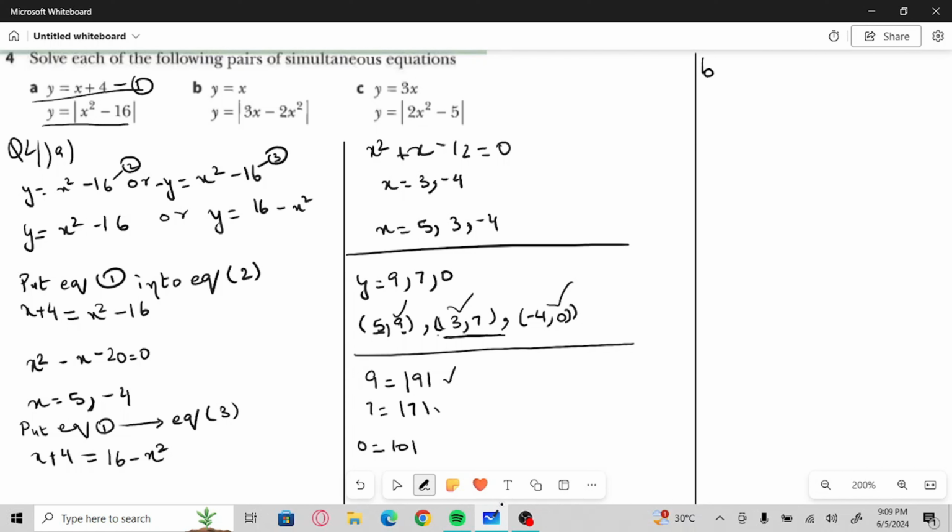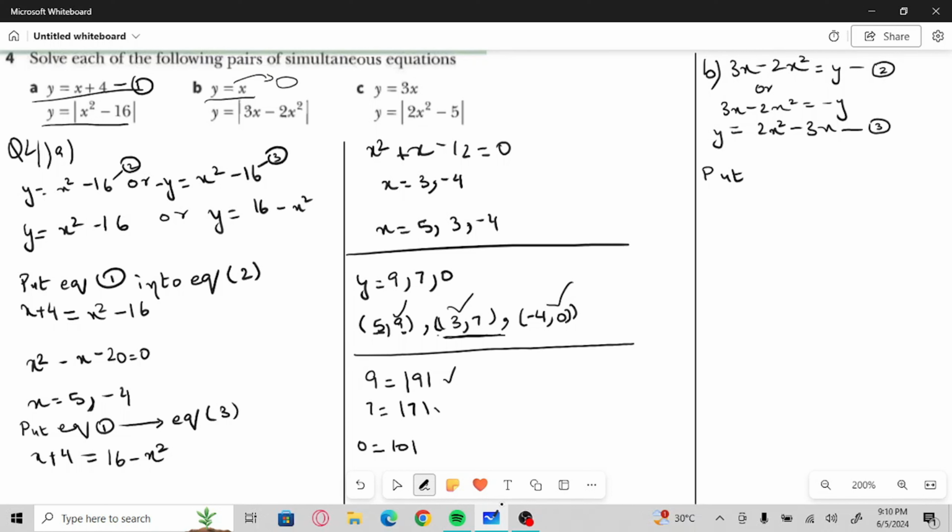For part B, we have y is equals to x, and 3x minus 2x squared is equals to y, or 3x minus 2x squared is equals to negative y. And what we are going to do is again switch the value, so which will become y is equals to 2x squared minus 3x. Okay. We have two possibilities of y. We will say this is equation number 2, this is equation number 3, and this is equation number 1, which is quite simple.